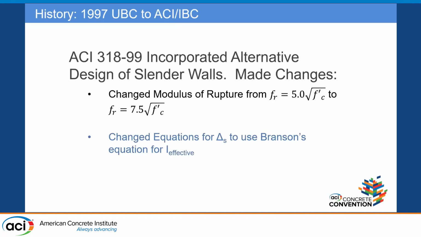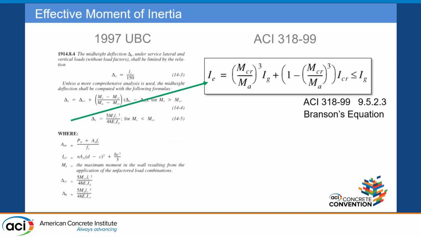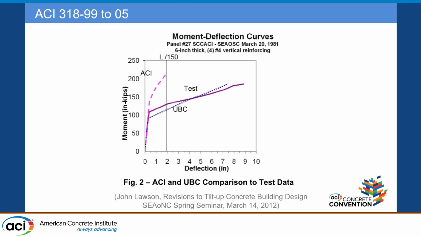So now let's look at the next one here on the I effective. We'll get to an example here, but here are the provisions that were in the 97 UBC. And when this was adopted into the 99, ACI took these provisions. The IBC, so the International Building Code, was coming into effect in 2000. And so ACI 318-99 adopted these provisions, and when they did that, they incorporated the I effective from Branson's equation, put that in, and the results that we get out of that.